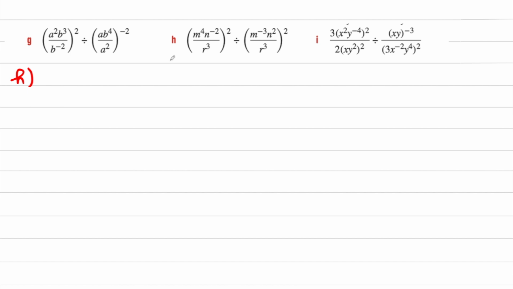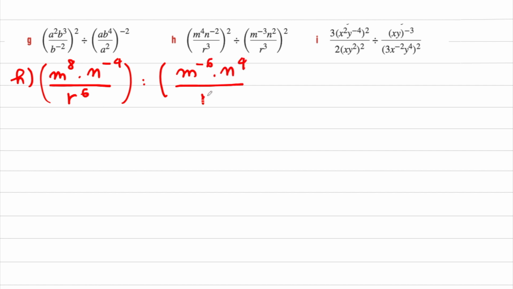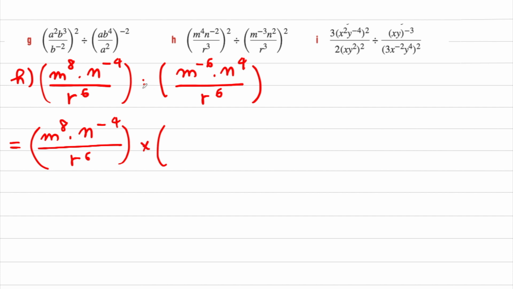Simplify the bracket first. First one, you got m to the power of 8 and n to the power of minus 4 over r to the power of 6. No square outside anymore. Divide by m to the power of negative 6 and n to the power of 4 and then r to the power of 6 here. The left hand side term I will keep unchanged, and the other one I will convert to the reciprocal. Divide means multiply by the reciprocal. R to the power of 6 will be here, m to the power of negative 6 and n to the power of 4.